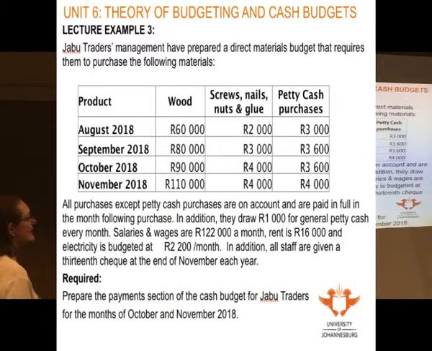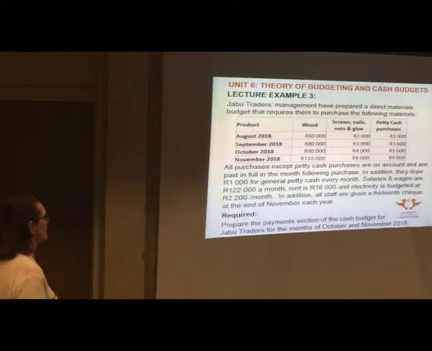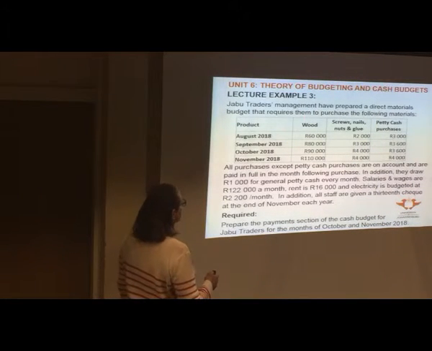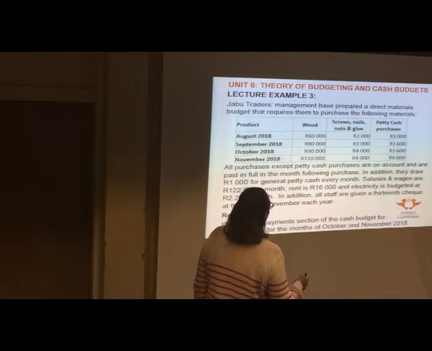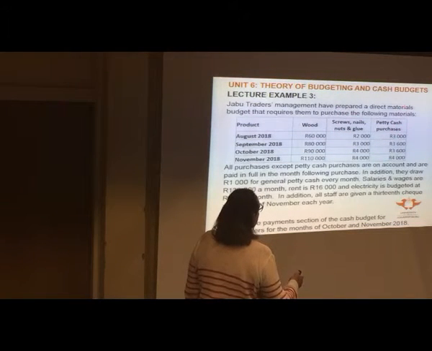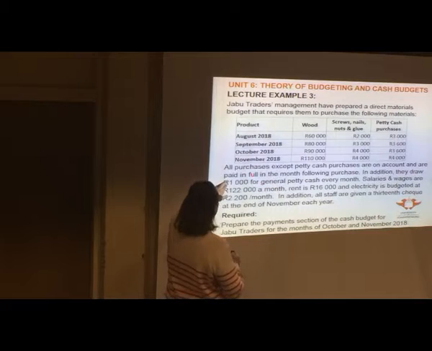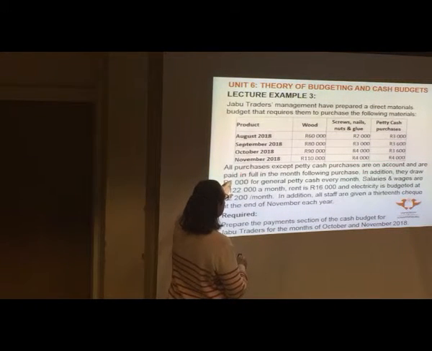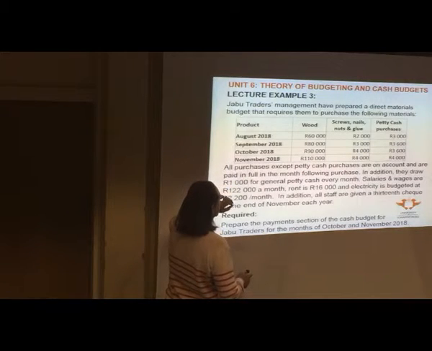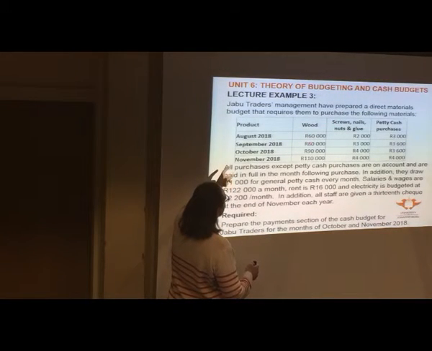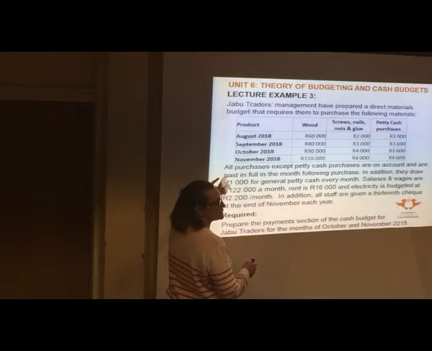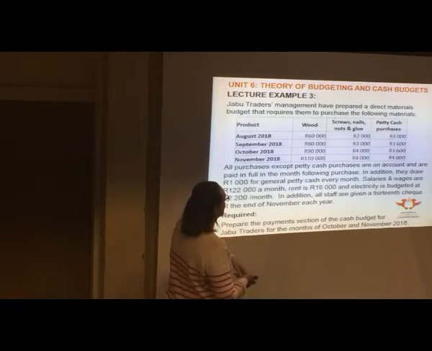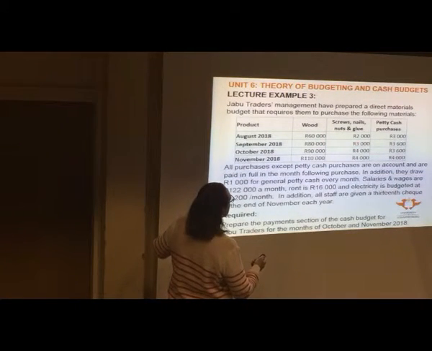So this is the next section of the same cash budget. We're now doing the cash payments. Okay, so these are the different things that we buy. All right, so petty cash happens as petty cash happens. The other purchases are purchased on account and are paid in full in the month following purchase. So in other words, this wood that we bought in September for 80,000, we're going to pay in October. These screws and nails, 3,000 in September, we're going to pay in October.